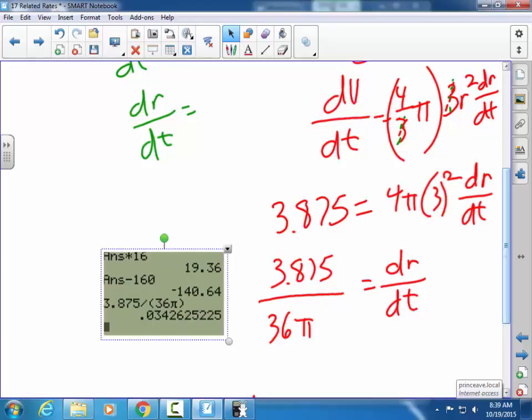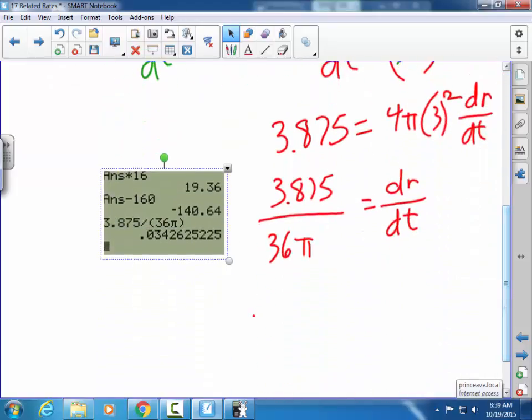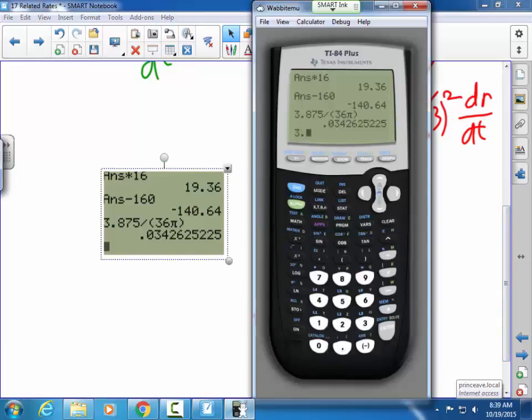All right, now let's do something real simple here. Let's take this problem and change the radius to 5 feet. So what does that change down here in our final answer here? This 36 is going to become 100, right? So now we've got 3.875 divided by 100 pi. So it's going to be smaller.